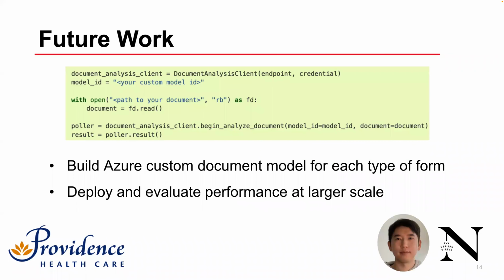For the future work, we identify 2 areas of improvement. First, we can have a more robust form recognition system utilizing machine learning to further improve the recognition accuracy. For example, we can build Azure custom document model for each type of form. Second, we could deploy and evaluate performance at a larger scale to illustrate the operational excellence of our system.